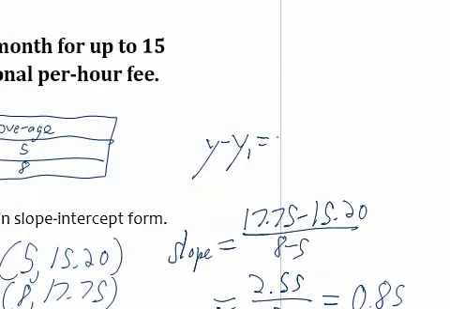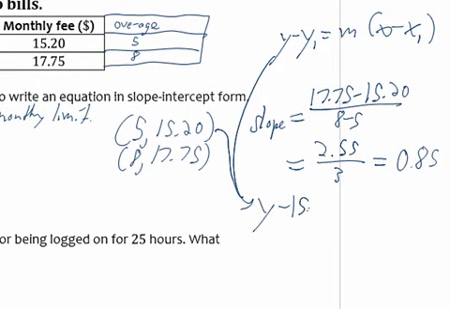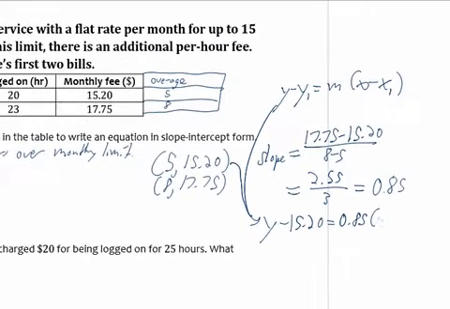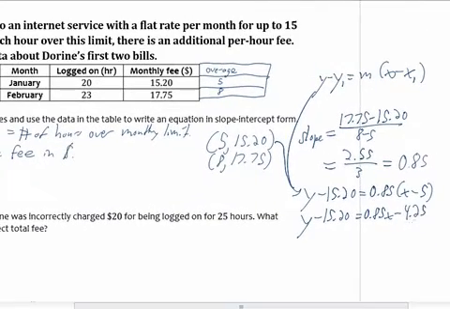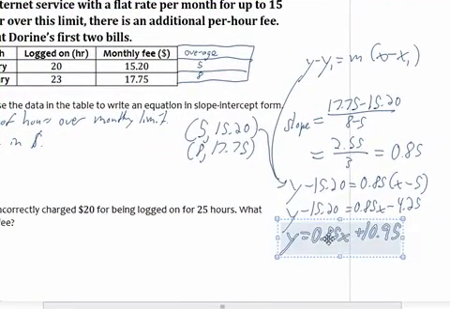Now let's take that and plug that into point-slope form. y minus y1 equals slope times x minus x1. Plugging it in, we plug in one of these data points, and we get y minus 15.20 equals 0.85 times x minus 5. y minus 15.20 equals 0.85x minus 4.25. y equals 0.85x plus 10.95. So this is our equation in slope-intercept form. Oops. Select that and move it up.